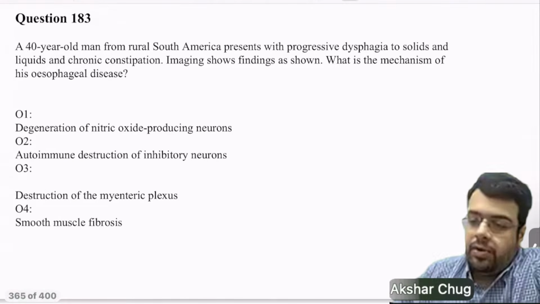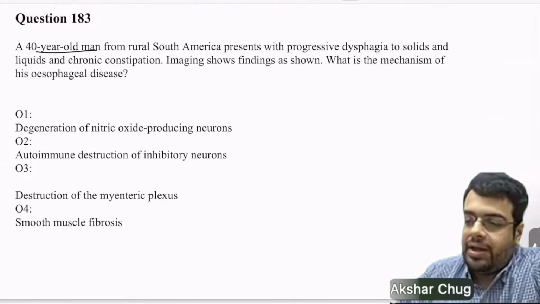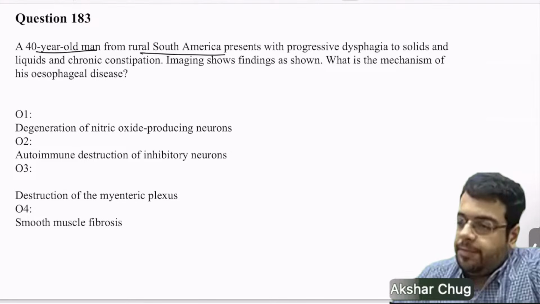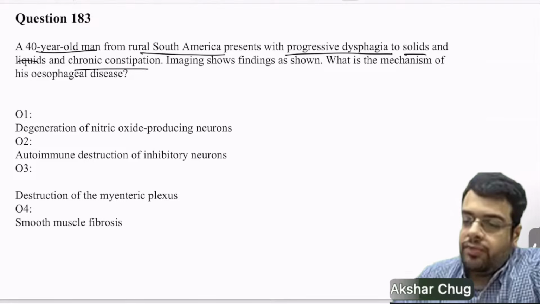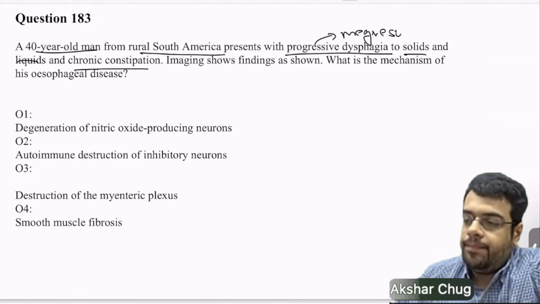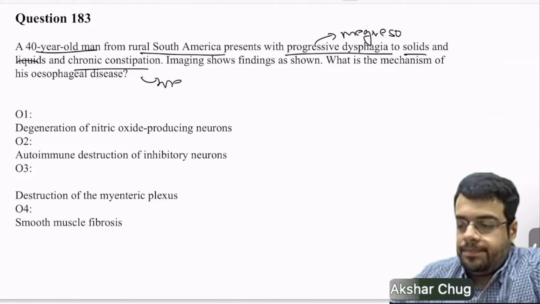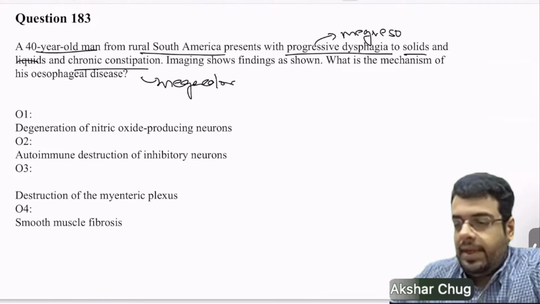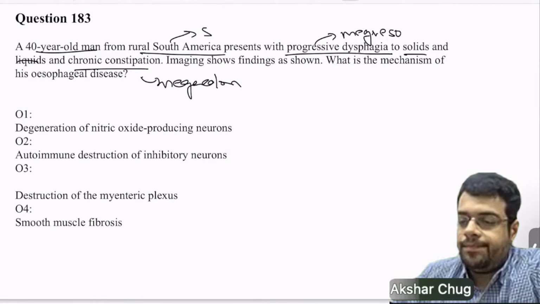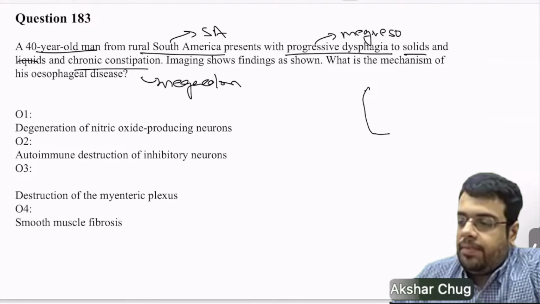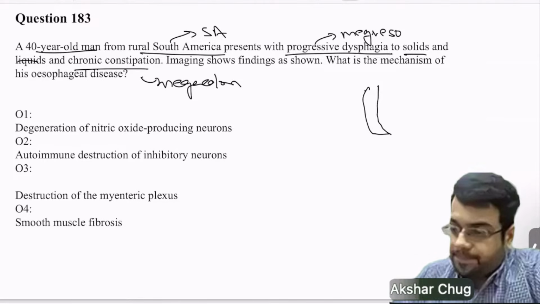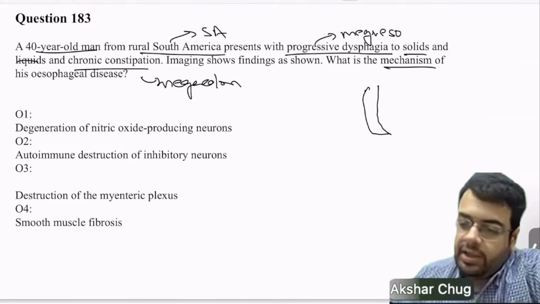A 40-year-old man from rural South America presents with progressive dysphagia to solids, liquids, and chronic constipation. So we are seeing a megaesophagus, megacolon, and also a history of South America. Image is shown below. It shows a bird's beak appearance of the esophagus. What is the mechanism for this esophageal disease?